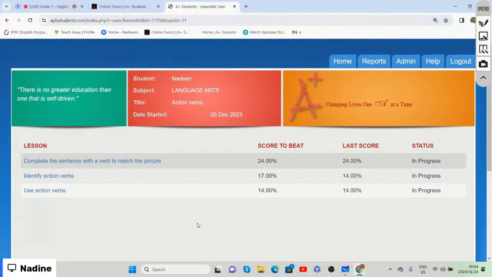And before we get to our lesson on action verbs, what is a verb? It's a doing word. So a verb is a doing word. So it's basically an action, right? It's an action that's taking place. It's basically telling us what the person is doing or what the thing is doing. That is a verb, right?